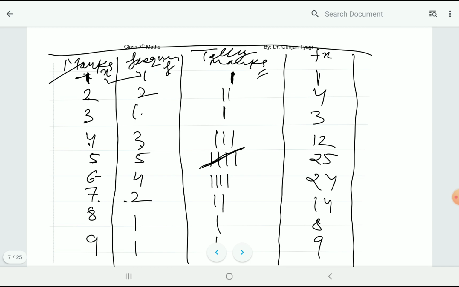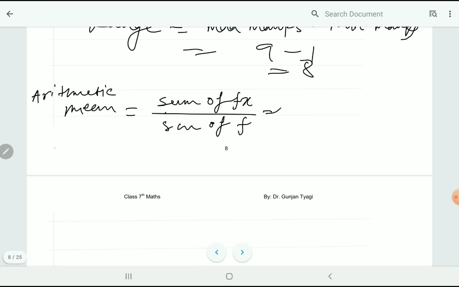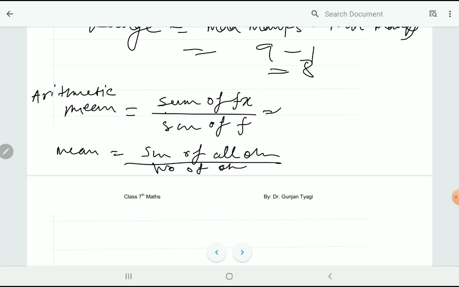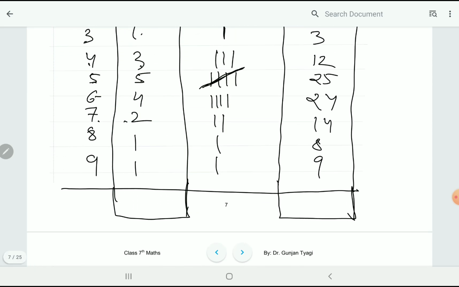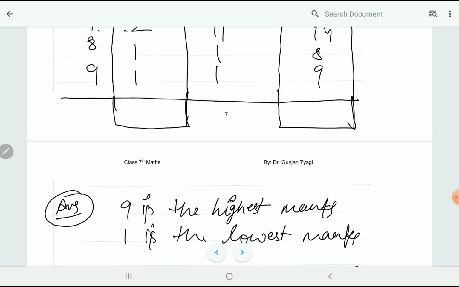After writing in tabular form, you have to find the arithmetic mean, so for that you take the sum of fx and the sum of f. So what was the mean? Mean was the sum of all observations divided by the number of observations. But in this case, when data is repeating many times, the formula for arithmetic mean is the sum of fx divided by the sum of f.